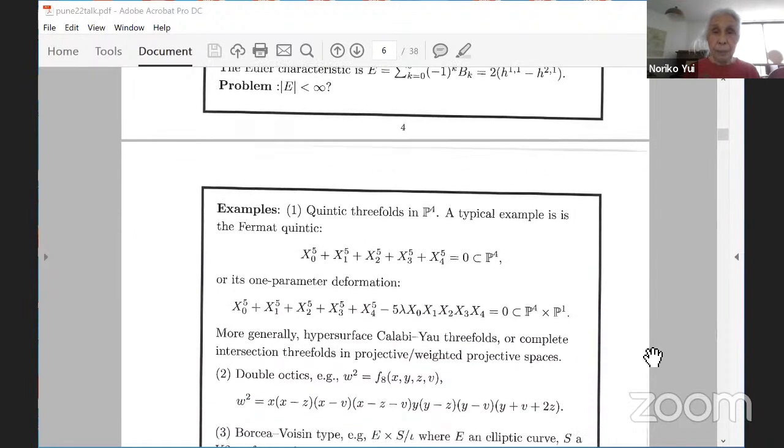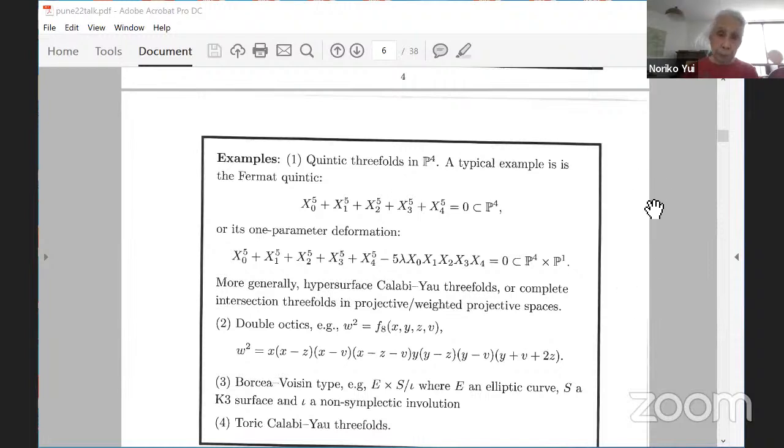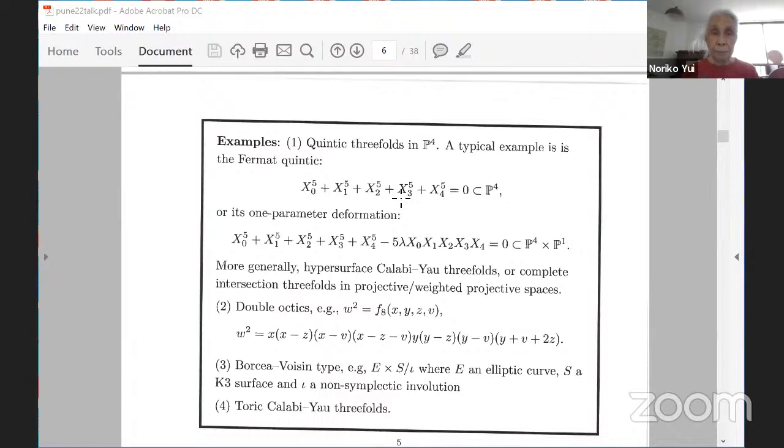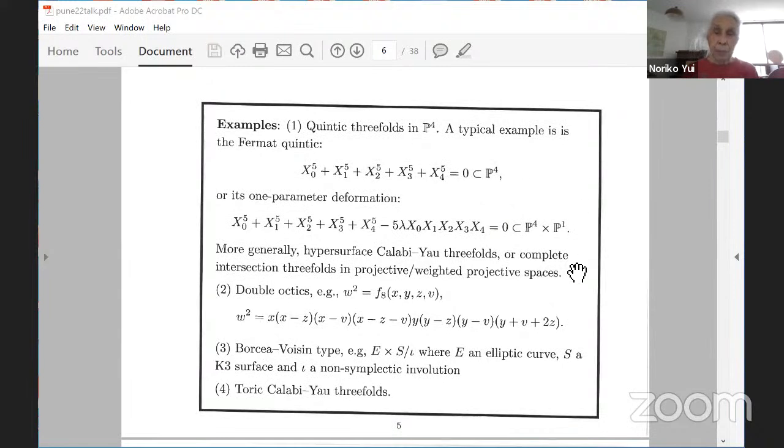The most typical example, where a lot of physics and also mathematics got done, is the Fermat quintic. Or you can take the one-parameter family of this Fermat quintic. A lot of action takes place on this, and it is one of the typical examples. Beyond quintics, we can consider more generally, instead of ordinary projective space, weighted projective space, and then we may consider more examples. These are hypersurfaces, or you may also consider complete intersections. Those are the many examples of this kind, and this is the beginning of all this mirror symmetry.